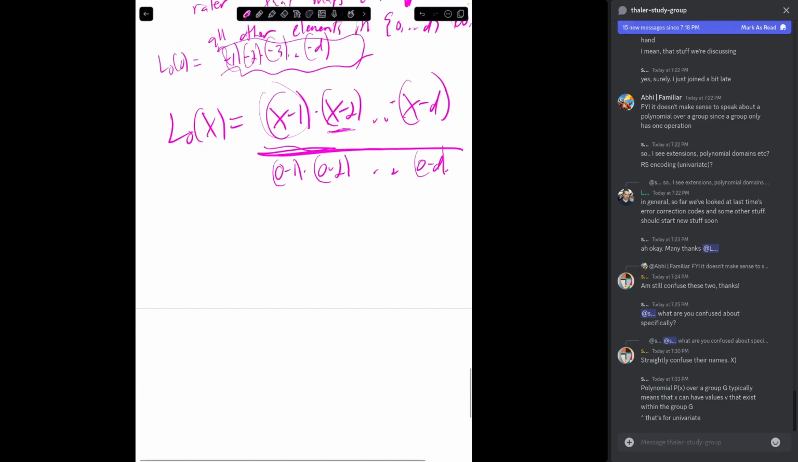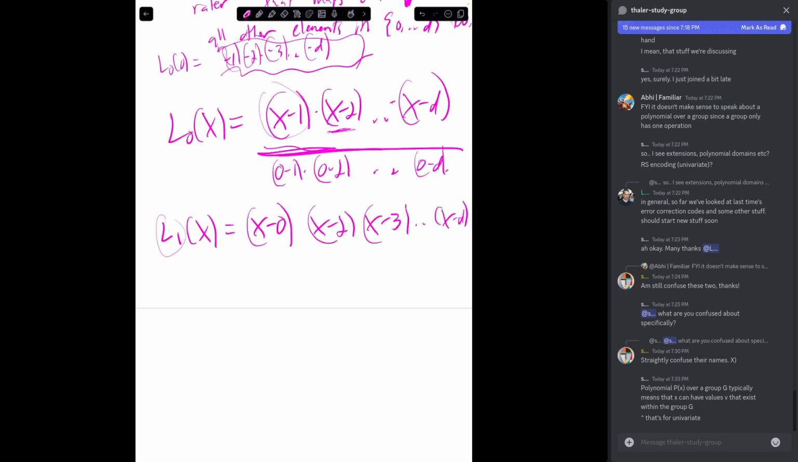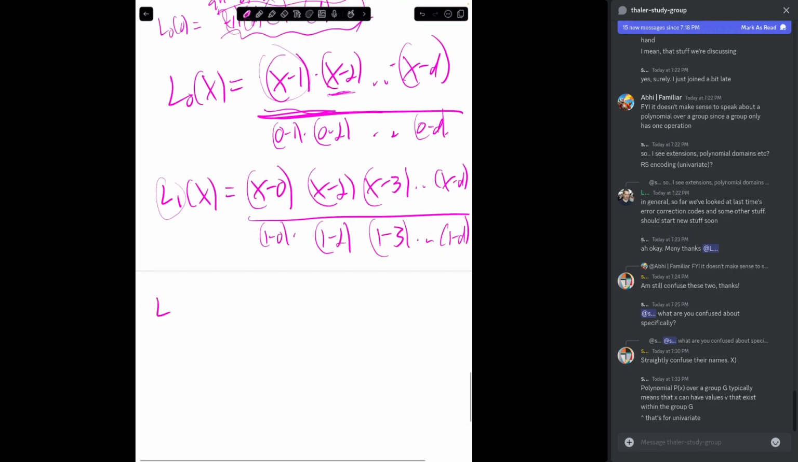Similarly, for L1, we want to kill everything in 0 up to D other than 1. So we'll have x minus 0. We won't have x minus 1 because we don't want to kill 1, to map 1 to 1 for L1. But we'll still have x minus 2, x minus 3 up to x minus D. Then again, in order to make sure that 1 maps to 1, we need to divide by whatever this numerator maps 1 to, which is 1 minus 0 times 1 minus 2 times 1 minus 3 up to 1 minus D. Hopefully you get the idea.